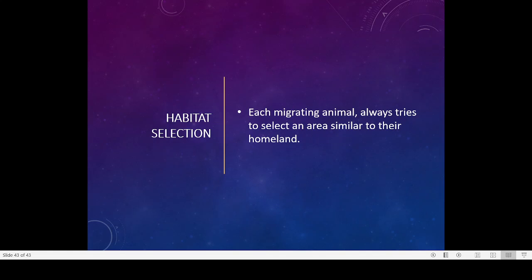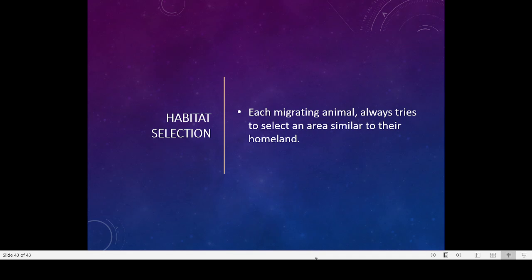Then habitat selection is another peculiarity. That is, an animal always tends to select an area which it feels comfortable in, similar to its original native land. So these are some of the reasons why animals are not moving from one place to another place.